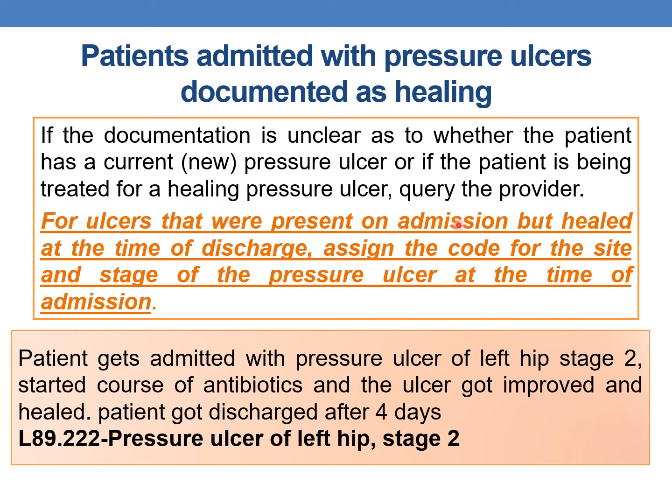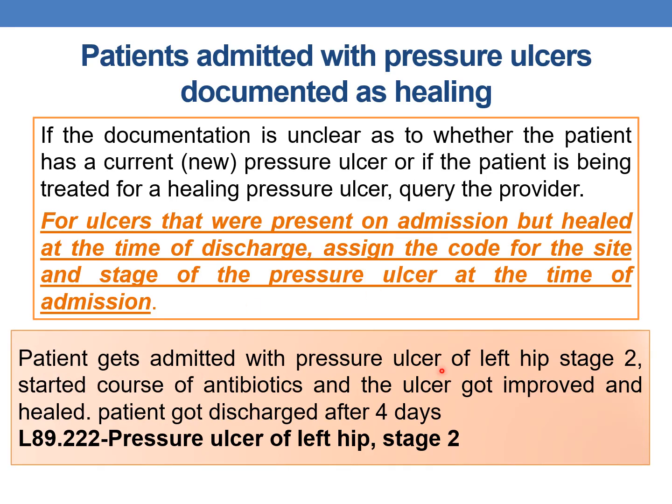And for ulcers, this is for inpatient guidelines. For ulcers that were present on admission but healed at the time of discharge, assign the code for the site and stage of pressure ulcer at the time of admission. Though the ulcers are healed at the time of discharge, on the discharge note you need to code the site and stage of the ulcers that were present on admission. Let us see an example.